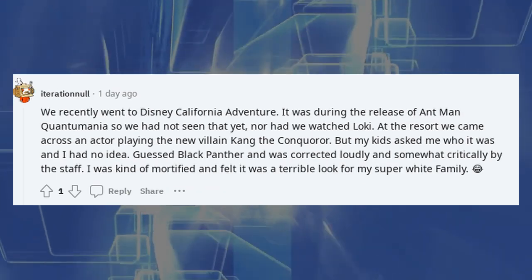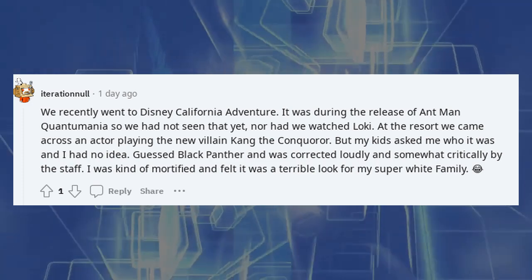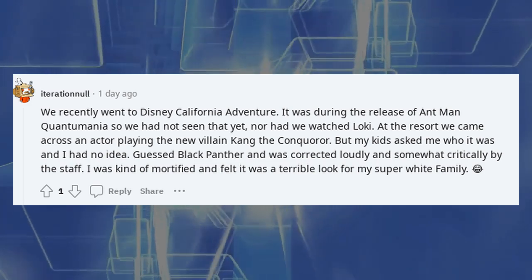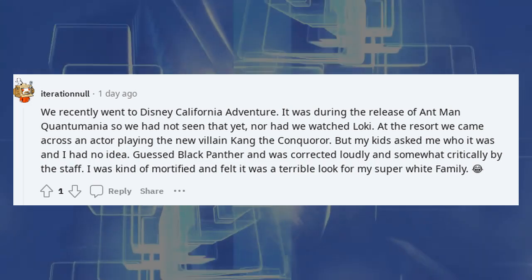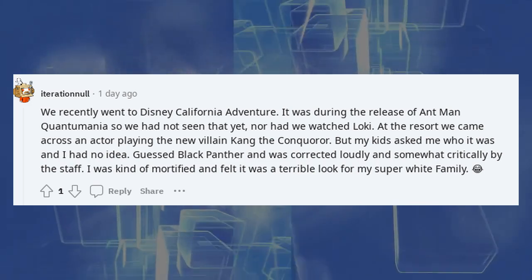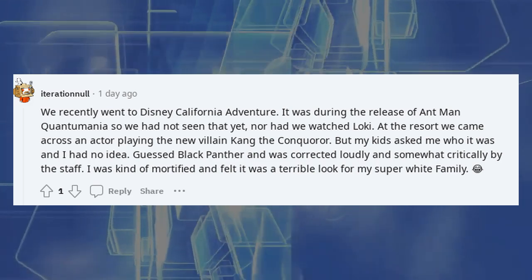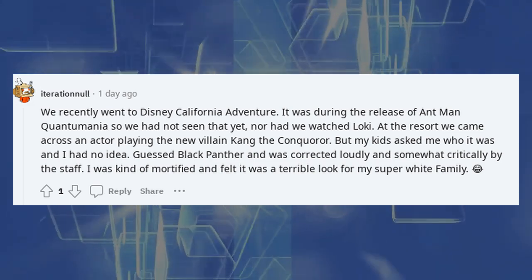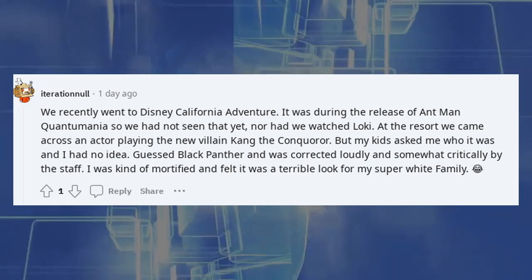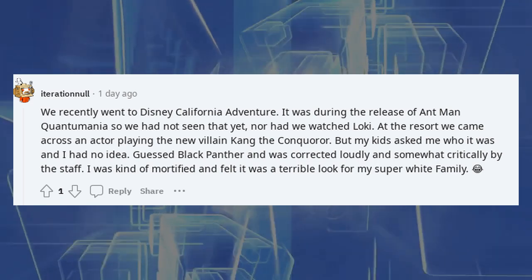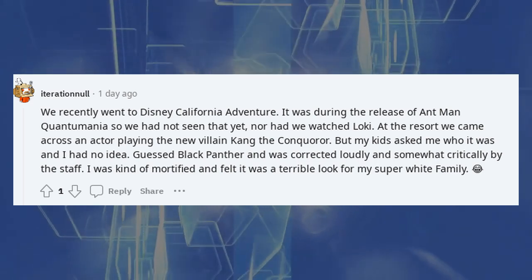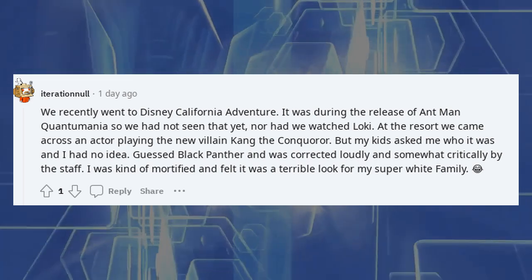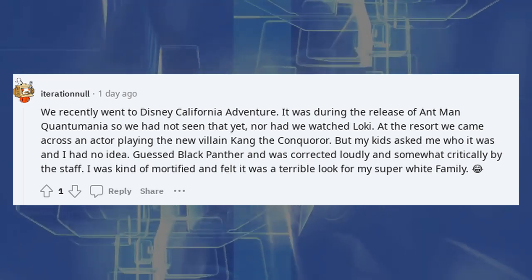We recently went to Disney California Adventure. It was during the release of Ant-Man Quantumania, so we had not seen that yet. Nor had we watched Loki. At the resort we came across an actor playing the new villain Kang the Conqueror. My kids asked me who it was and I had no idea. Guessed Black Panther and was corrected loudly and somewhat critically by the staff. I was kind of mortified and felt it was a terrible look for my super white family. Tears of joy.